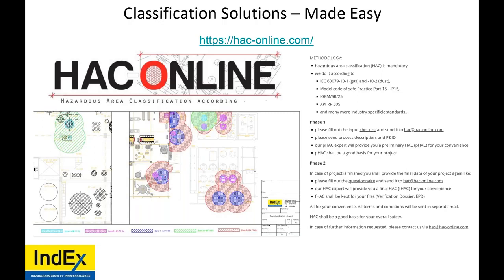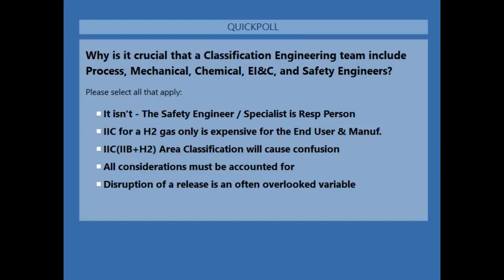So, another poll question. Why is it crucial for the classification engineering team to include process, mechanical, electrical instrumentation and control, and safety engineers? This is a multiple choice question. Multiple choice.